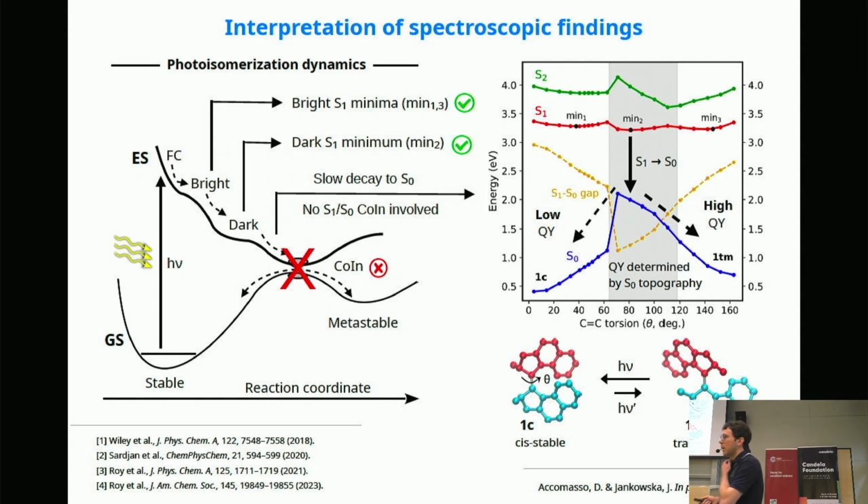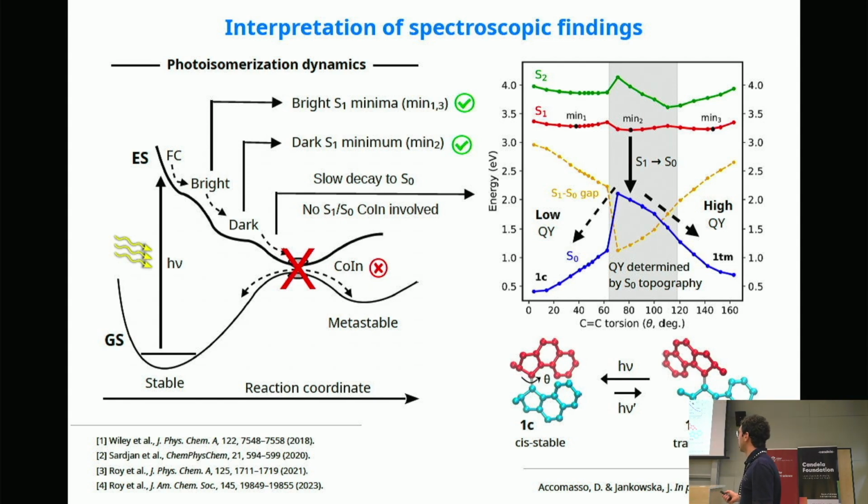So now we can actually propose an interpretation of the spectroscopic findings. In our simulation, in line with the spectroscopic findings, we have a fast relaxation of the initially populated Franck-Condon state. And this relaxation leads to the formation of the S1 minima. The bright minima give rise to this intermediate bright state associated with a reduced emission rate.